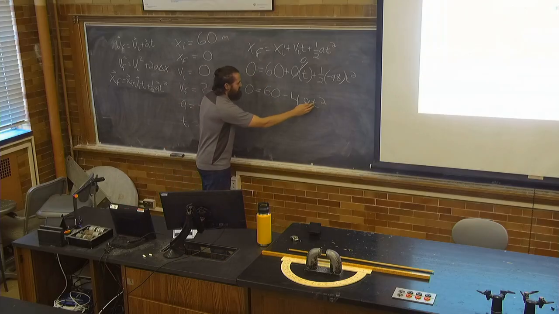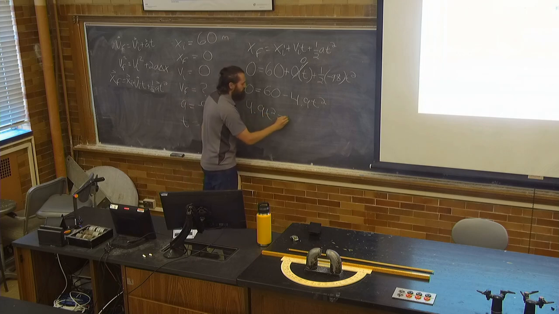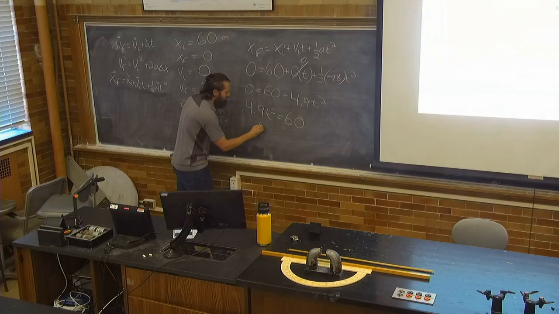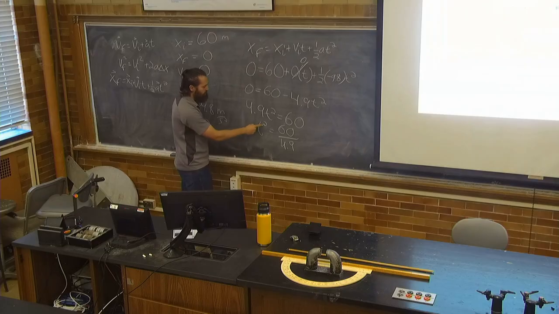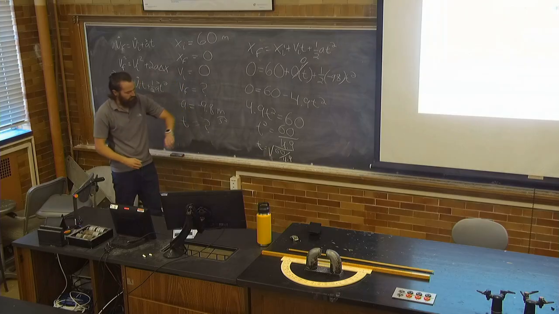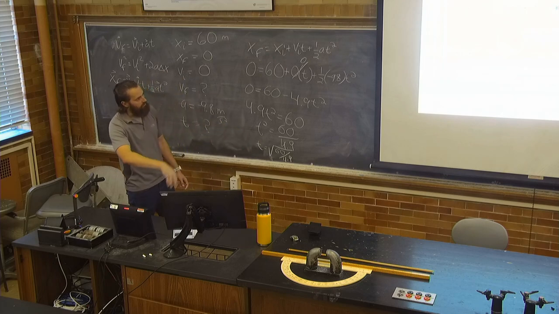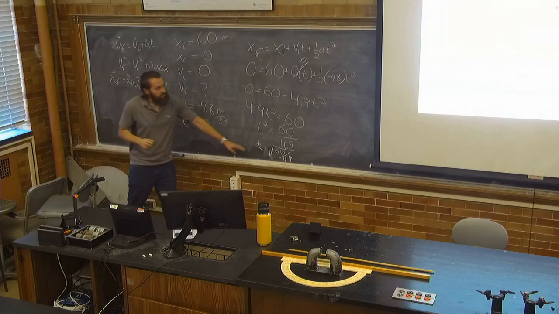We want the t by itself, so let's move that to the other side of the equation. So now it's positive. Then we want to divide the 4.9 to the other side. And then to get rid of the square, we just take the square root of both sides. So we're going to take the square root of 60 divided by 4.9. You can plug that into your calculator. I'll have the answers on the next slide. So that will be our time.